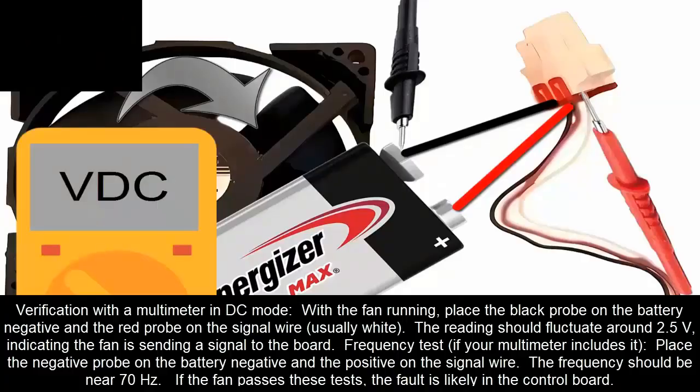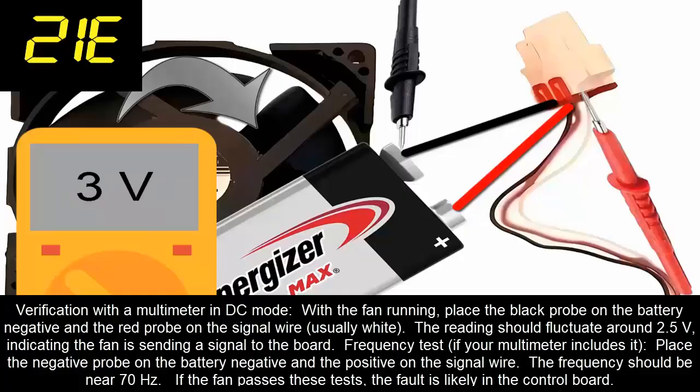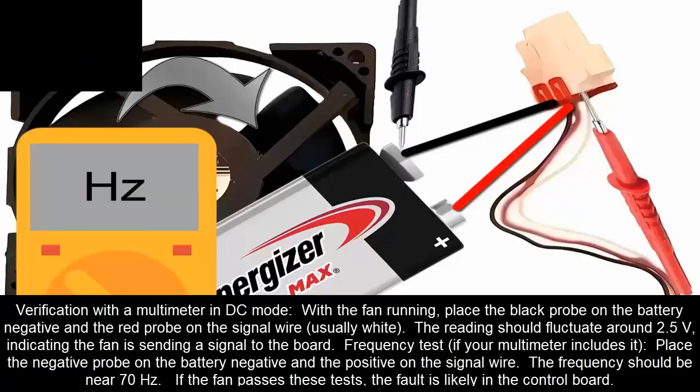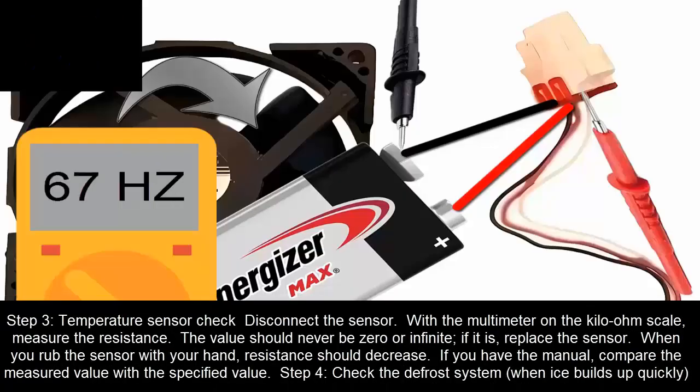Verification with a multimeter in DC mode. With the fan running, place the black probe on the battery negative and the red probe on the signal wire, which is usually white. The reading should fluctuate around 2.5 volts, indicating the fan is sending a signal to the board. Frequency test, if your multimeter includes it. Place the negative probe on the battery negative and the positive on the signal wire. The frequency should be near 70 Hz. If the fan passes these tests, the fault is likely in the control board.